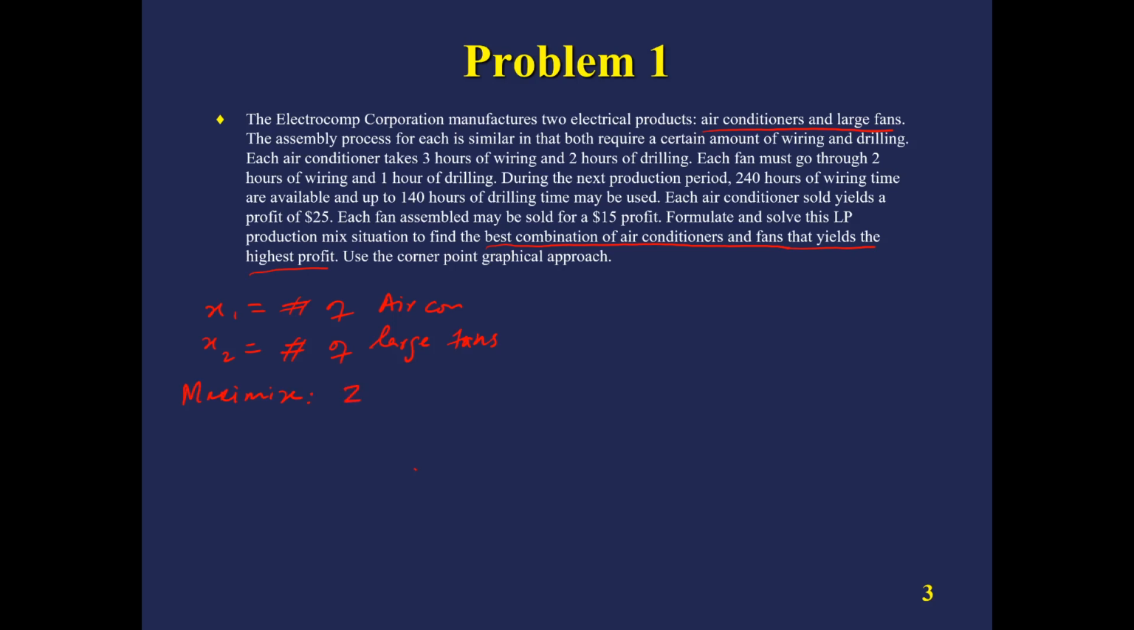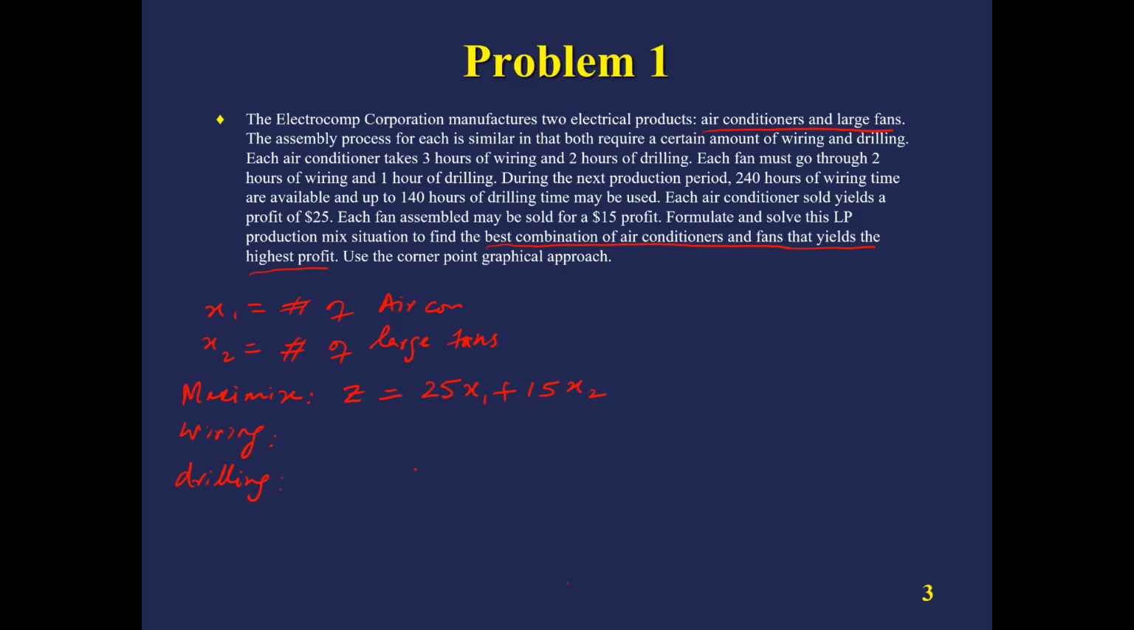We say Z is equal to 25 x1 plus 15 x2. One air conditioner brings $25 profit, multiplied by x1, so this is the total profit from air conditioners, plus 15 x2. This is our objective function, and then we have two constraints. We have a wiring constraint and a drilling constraint.